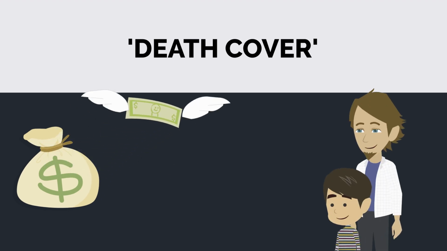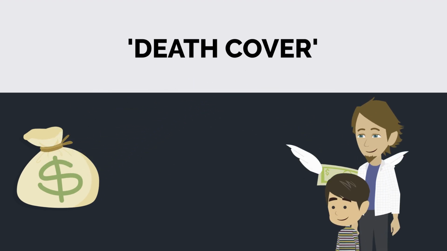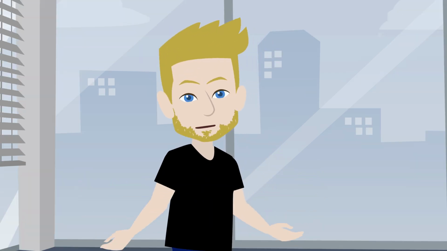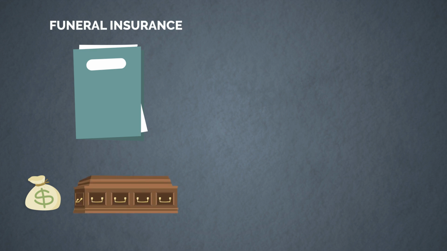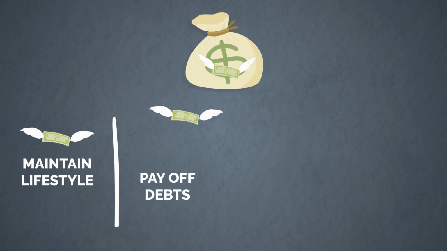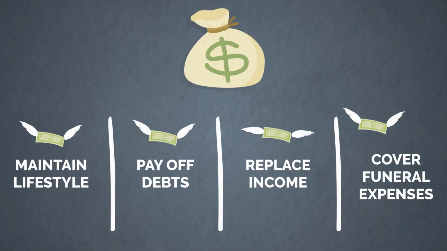Life insurance, also known as death cover, is a policy that provides a lump sum payment to your beneficiaries if you pass away or are diagnosed with a terminal illness. You might wonder, isn't that what funeral insurance is for? There is a significant difference between the two. Funeral insurance typically offers a much smaller benefit intended only to cover funeral expenses. Life insurance, on the other hand, provides a much larger sum insured that can help your family maintain lifestyle, pay off debts, replace income, and cover funeral expenses.